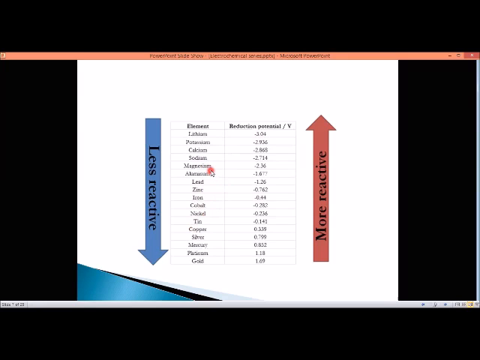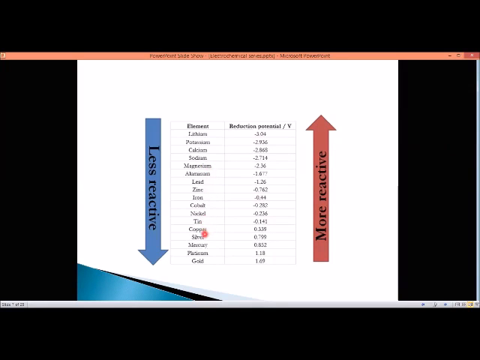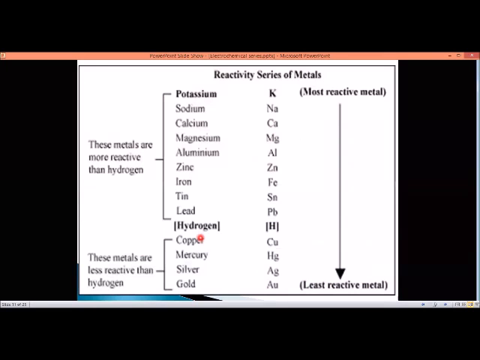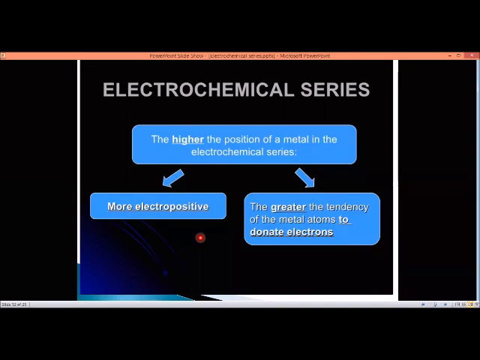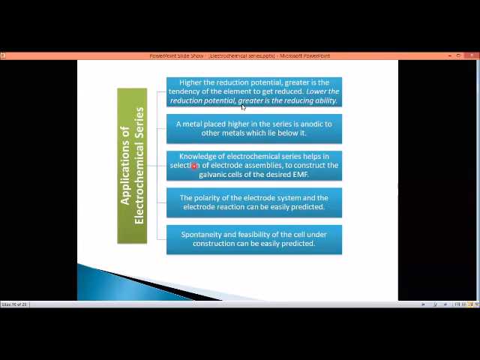So magnesium will undergo which type of reaction? It will undergo an oxidation reaction, and copper will undergo a reduction reaction. Oxidation reaction means it will form an anode, and reduction reaction means it will form a cathode. So these were the things we saw in the morning. So we had summed it up.